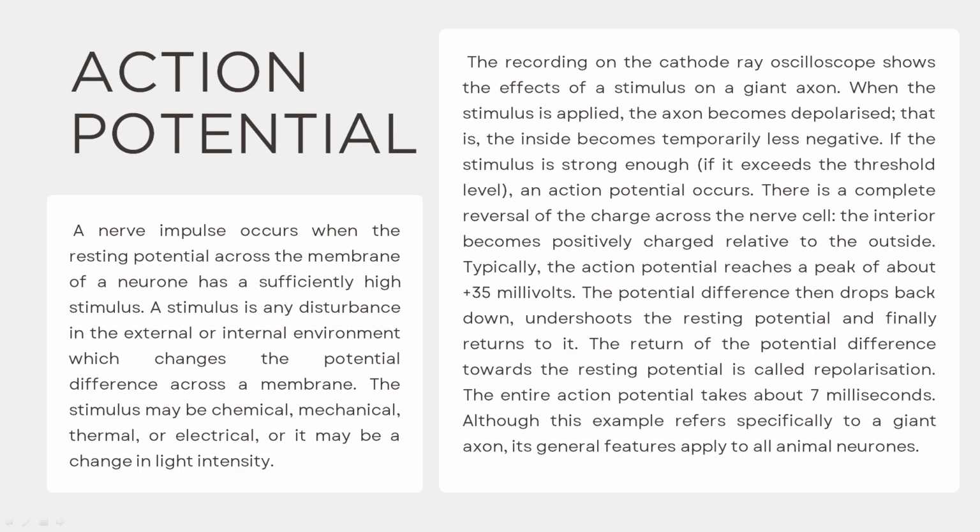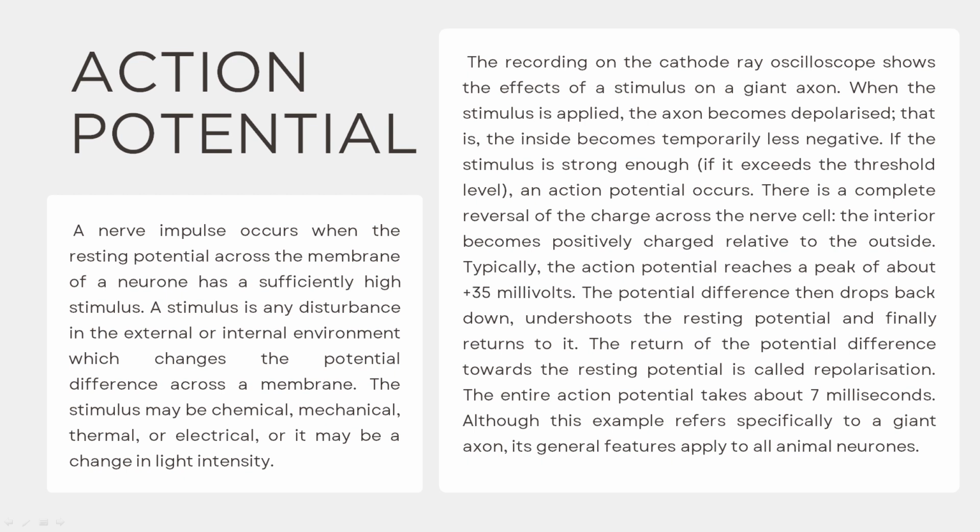Action potential. A nerve impulse occurs when the resting potential across the membrane of a neuron has a sufficiently high stimulus. A stimulus is any disturbance in the external or internal environment which changes the potential difference across a membrane. The stimulus may be chemical, mechanical, thermal, or electrical, or it may be a change in light intensity.